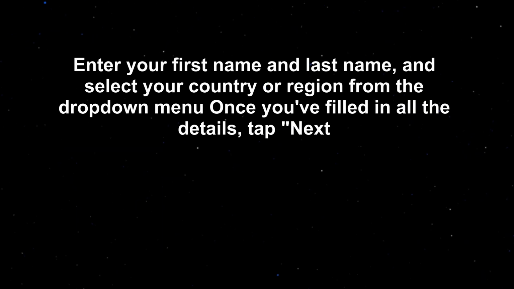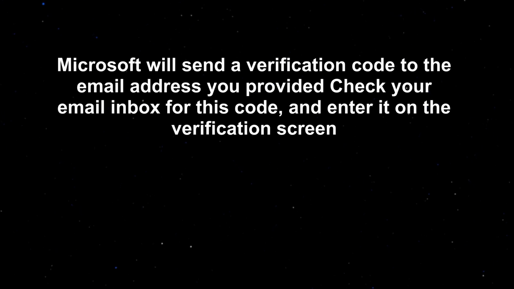Enter your first name and last name, and select your country or region from the drop-down menu. Once you've filled in all the details, tap Next. Microsoft will send a verification code to the email address you provided. Check your email inbox for this code and enter it on the verification screen.